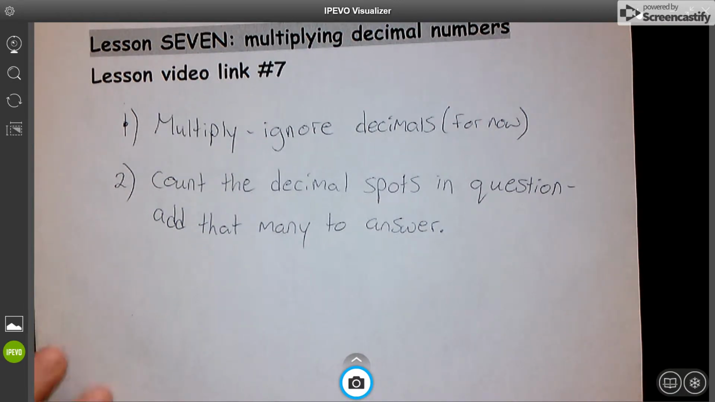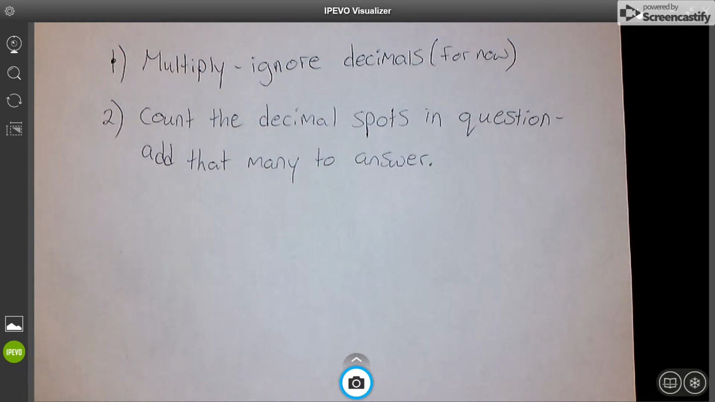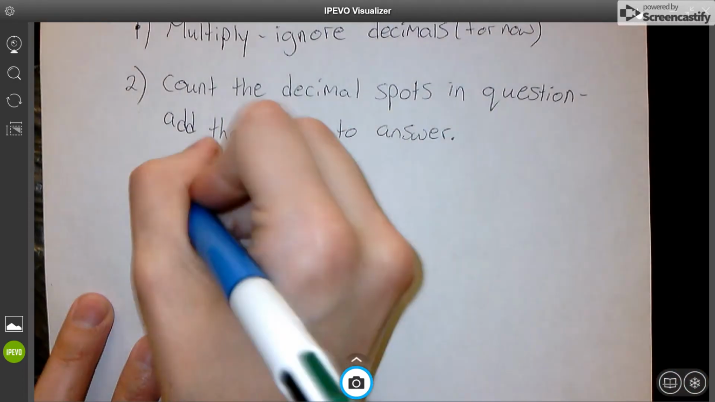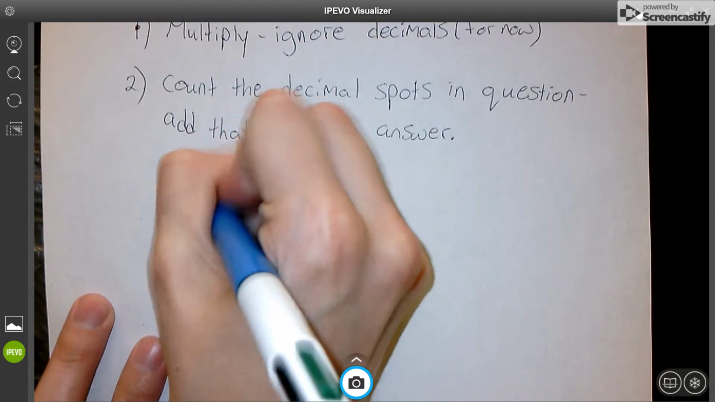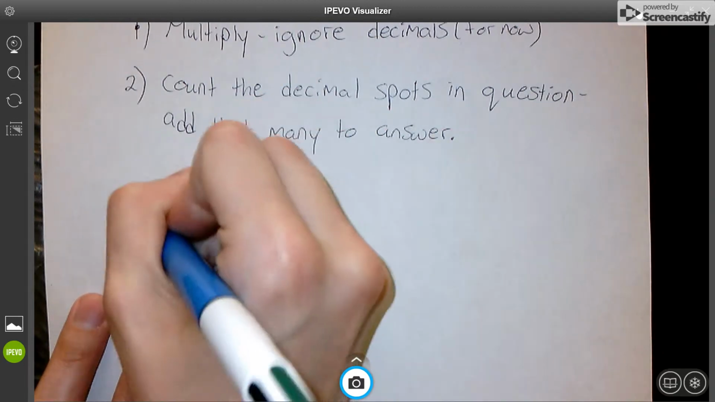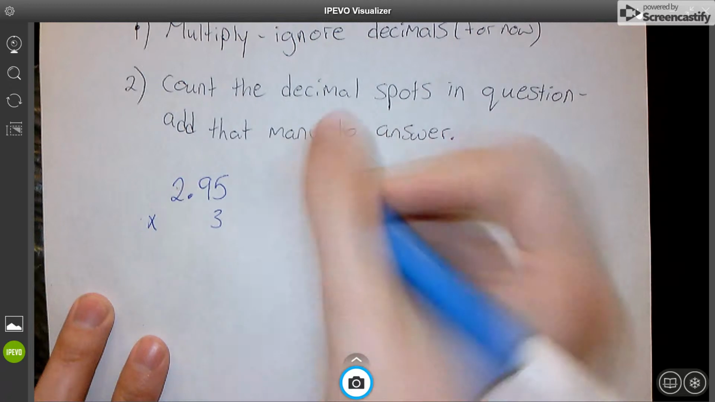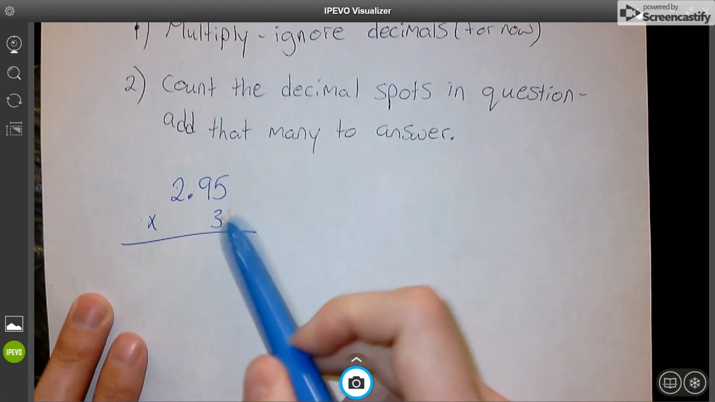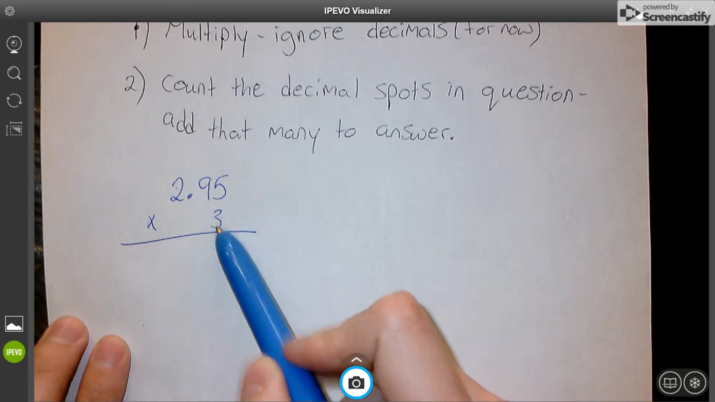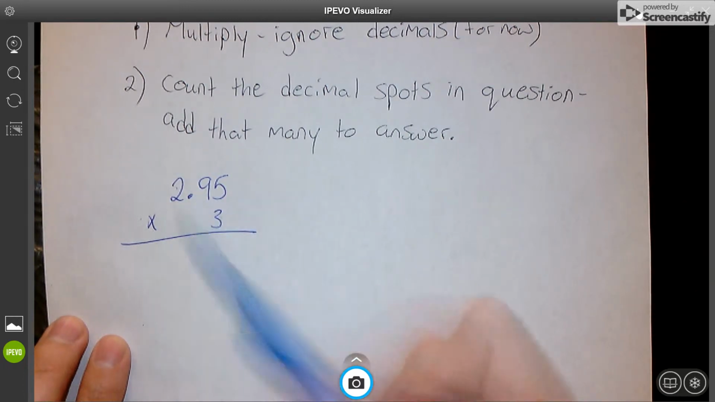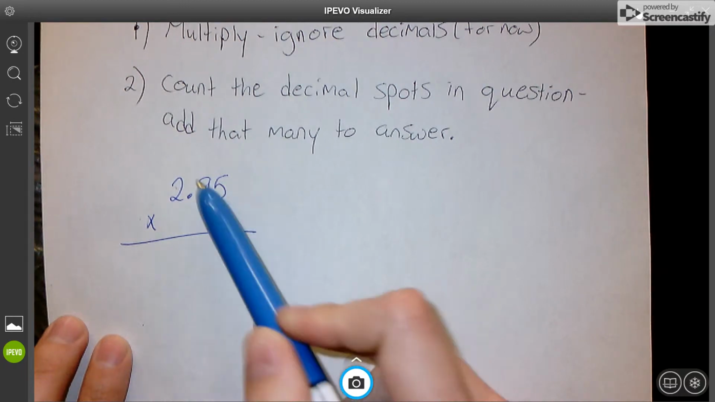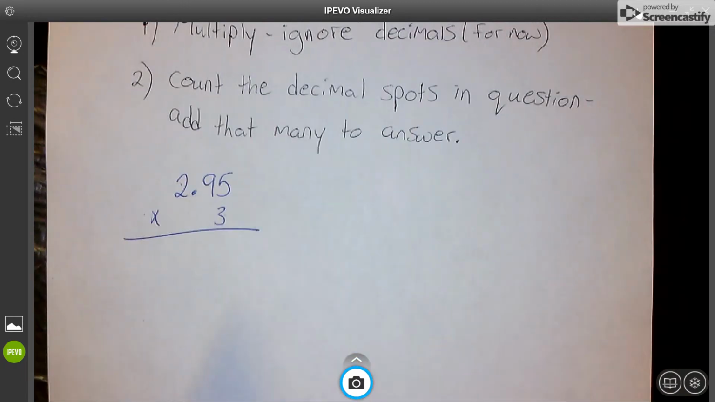So, let's use a different color. Do blue. Let's say we got 2.95. I'm going to multiply it by, let's start with just one number as a decimal to begin with. Now, remember, in whole numbers, you take your bottom numbers and you multiply them by every number on the top. So it's 3 times 5, 3 times 9, 3 times 2. Right.